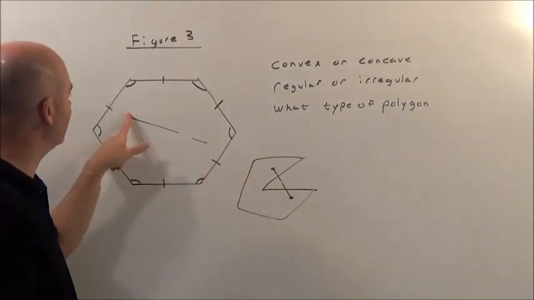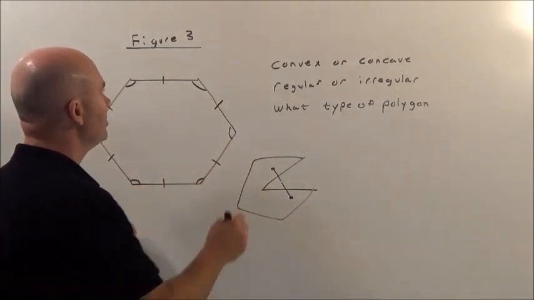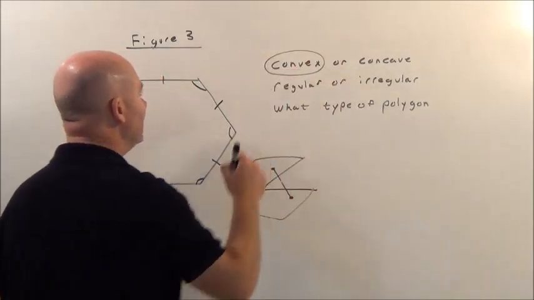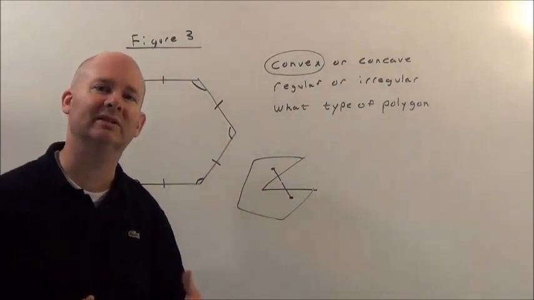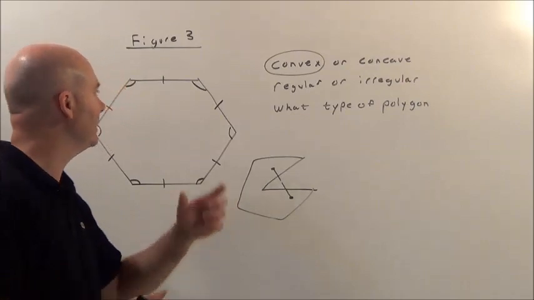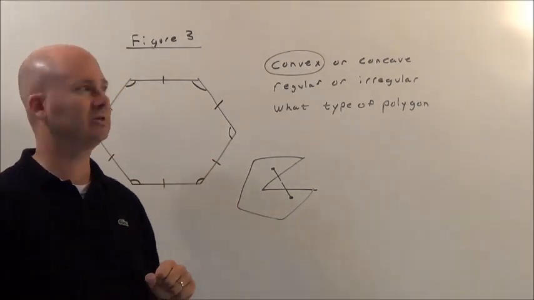So this is a convex shape. That's what we have here. And again, most typical shapes you're used to seeing, stop signs, triangles, everything, those are going to be convex shapes.